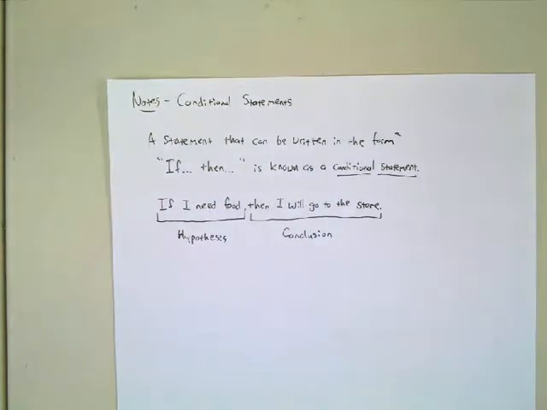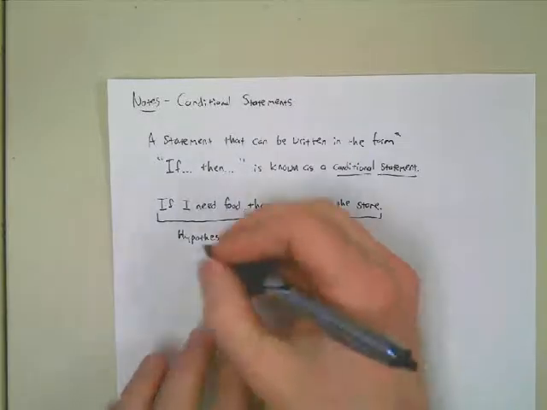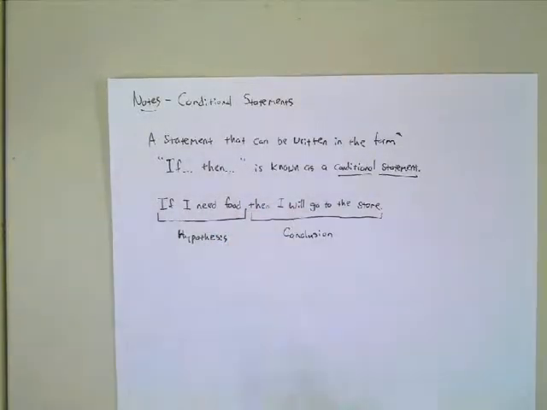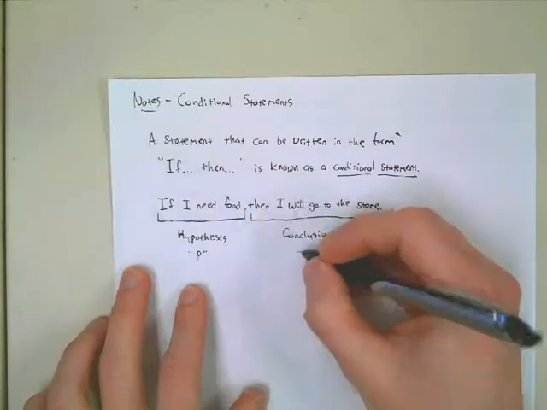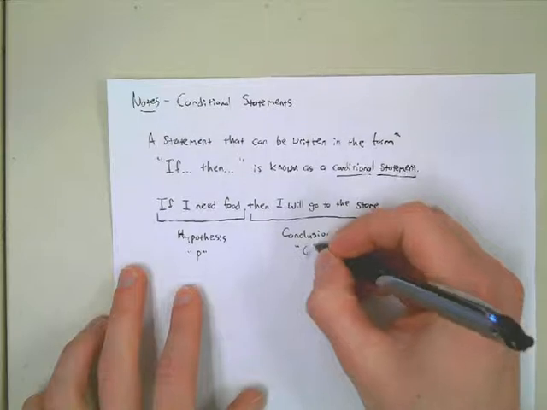Sometimes we use symbols. The hypothesis is often referred to as capital P, and the conclusion is referred to as capital Q.